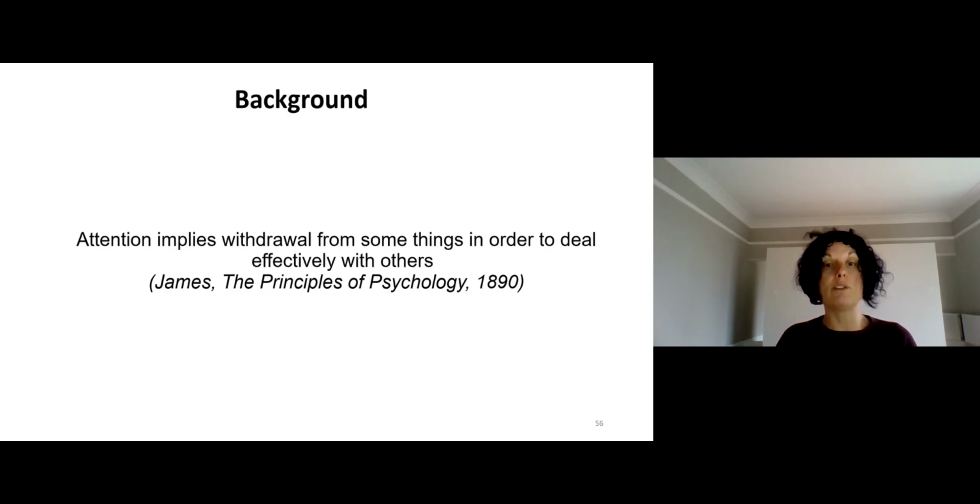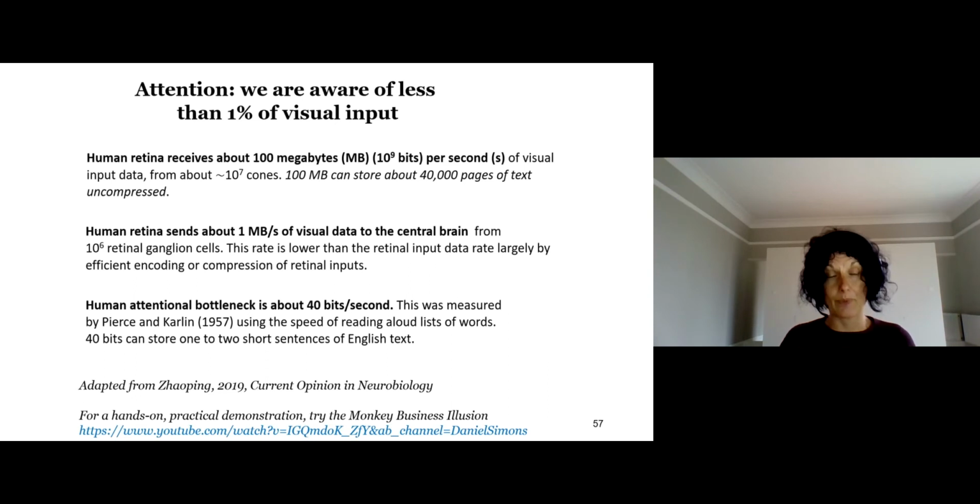Attention implies withdrawal from some things in order to deal effectively with others. When psychologists speak about attention, they often talk about information overload, perceptual bottlenecks, and the need to select the most important information. The sensory organs relay a wealth of information to the brain. This is much more than what our brain can process. For this reason, only a fraction of the incoming sensory input can be processed further towards perception and action.